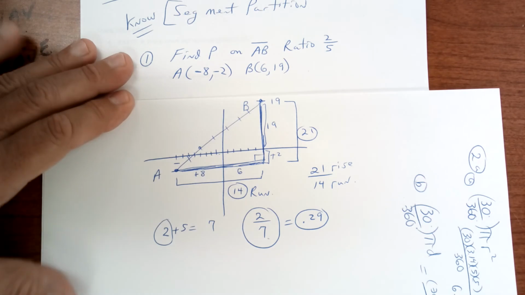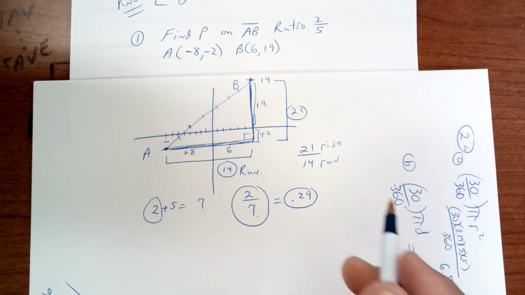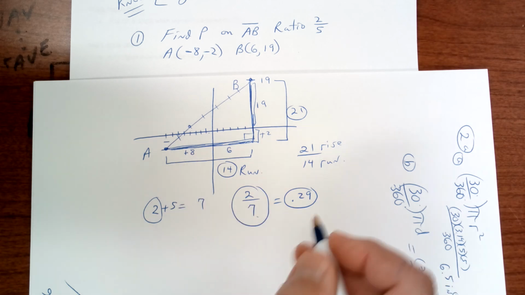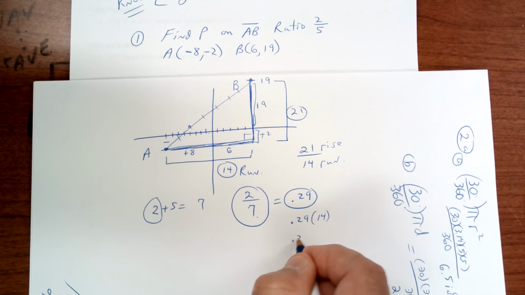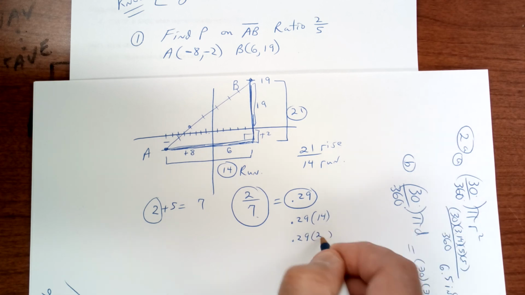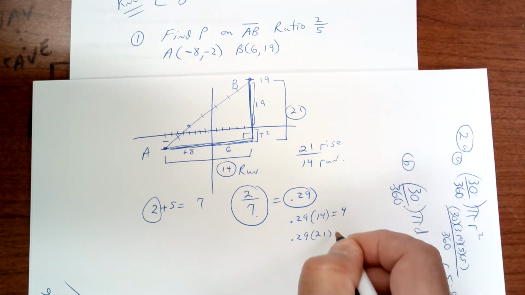What you want to do now is multiply. So you're going to take 0.29 times the 14 here. So 0.29 times the 14, and then 0.29 times the 21. And when you do that, okay, you're going to get 4 here, and you're going to get 6 here.